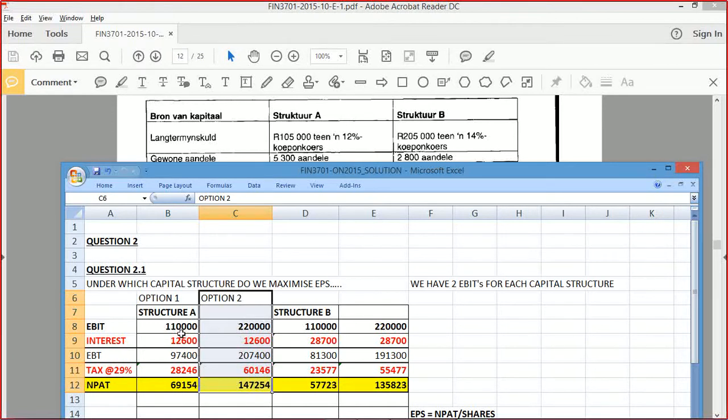Yes, you do, because what they're saying in the question is that we have two different structures and we have two different possibilities. If we go with structure A, we're going to have EBIT of those two options, and if we go with structure B, we'll have EBIT of those two options. It's difficult when it's not in English, because you're not really getting exactly what they're asking. I think Tammy actually translated this, if I remember correctly.